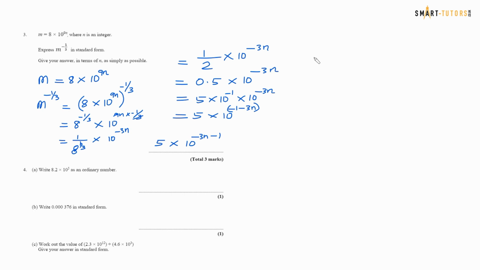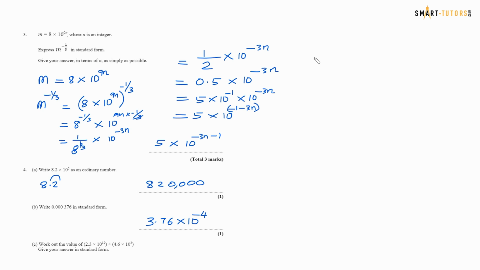Question number 4. Write 8.2 times 10 to the power 5 as an ordinary number. So 8.2, 5 jumps: 1 jump and 4 zeros. So 82 with 4 zeros, so 820,000. Next, 0.000376 in standard form. So you need to jump 4 places, so 3.76 times 10 to the power minus 4.